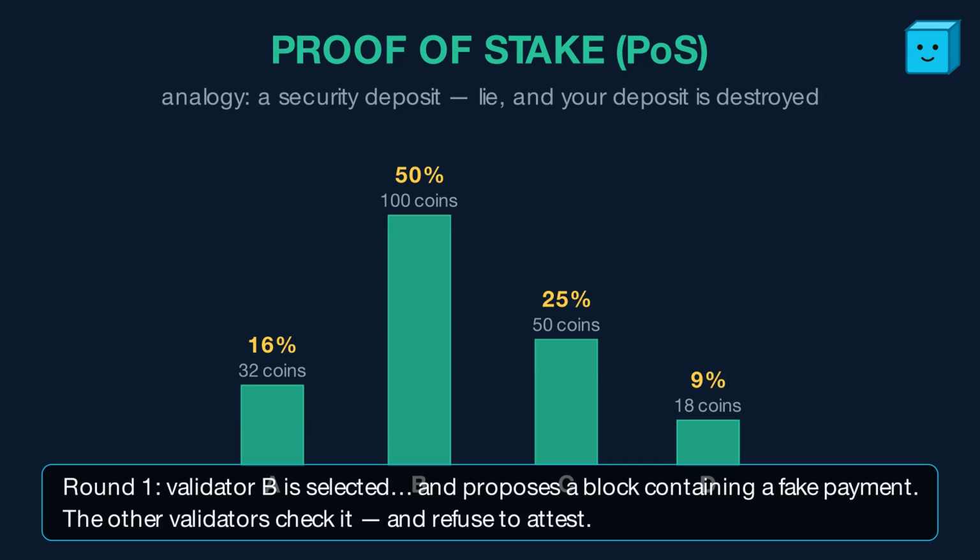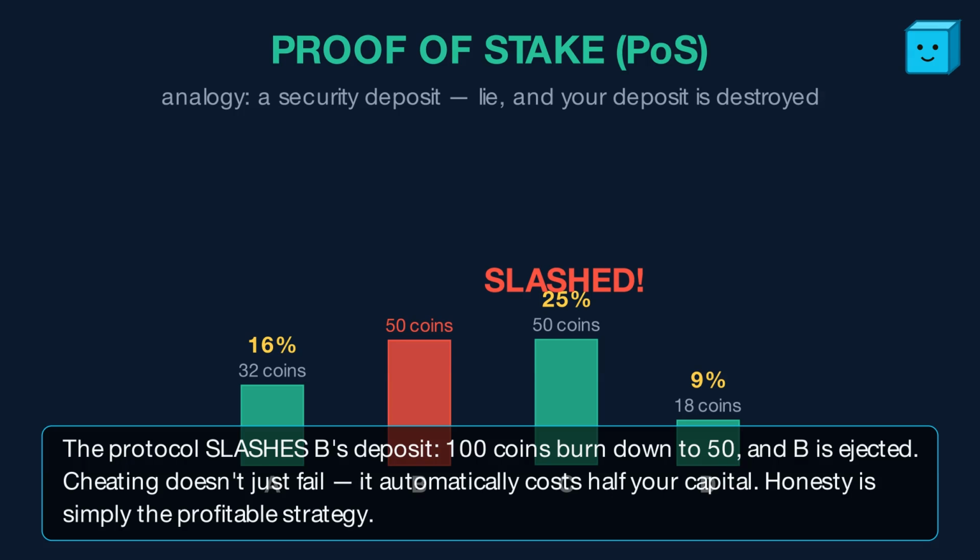Round 1. Validator B is selected, and proposes a block containing a fake payment. The other validators check it, and refuse to attest. The protocol slashes B's deposit. 100 coins burn down to 50, and B is ejected. Cheating doesn't just fail, it automatically costs half your capital. Honesty is simply the profitable strategy.